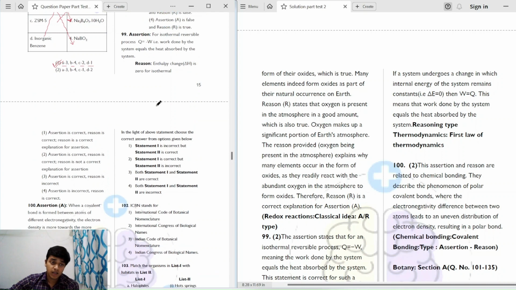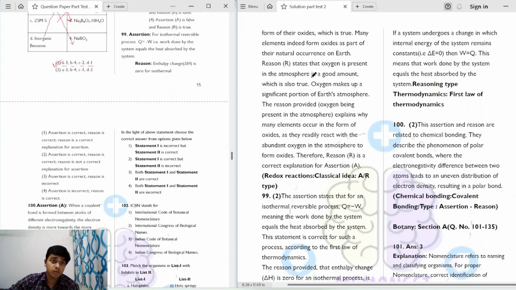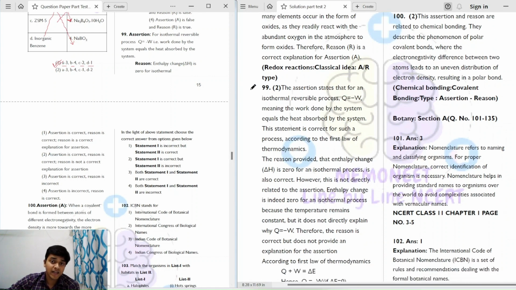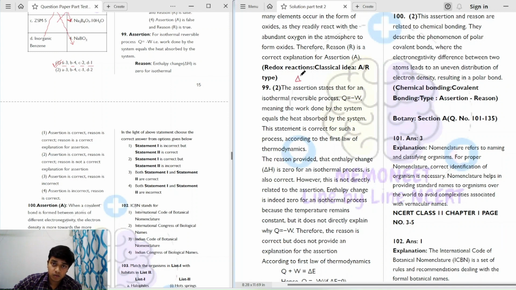Moving on to the next question, again we have an assertion reasoning type question. So the assertion says, for isothermal reversible process, Q is equal to minus W, that is the work done by the system, equals the heat absorbed by the system. So this is a correct statement, as we know according to the first law of thermodynamics, delta U is equal to Q plus W. So for an isothermal process, what happens is delta U becomes 0 because the change in temperature is 0. So when the delta U becomes 0, we get Q plus W is equal to 0. So we get Q is equal to minus of the work done.